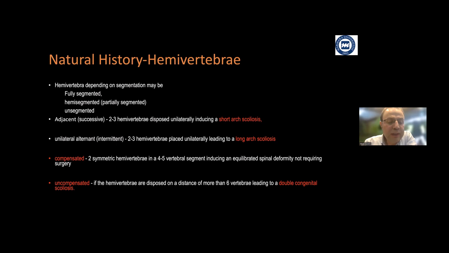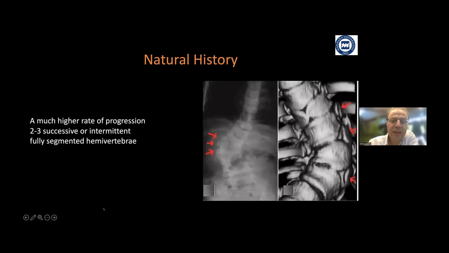But uncompensated scoliosis, if the hemivertebrae are disposed at a distance of more than 6 vertebrae, leading to double congenital scoliosis. And these are examples of the natural history of the vertebra. This is successive intermediate vertebra with fully segmented hemivertebra, and the progression is high in this vertebra.